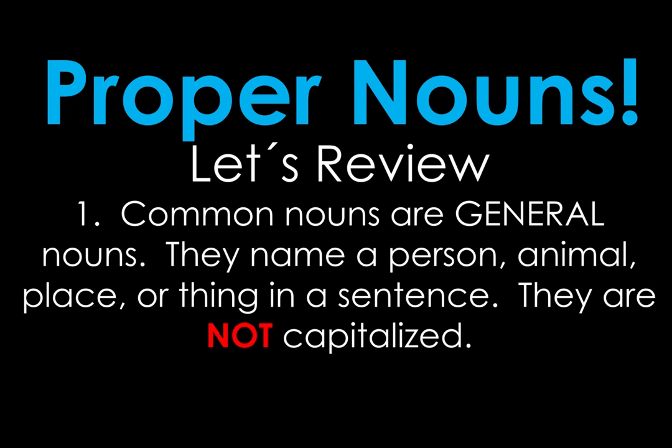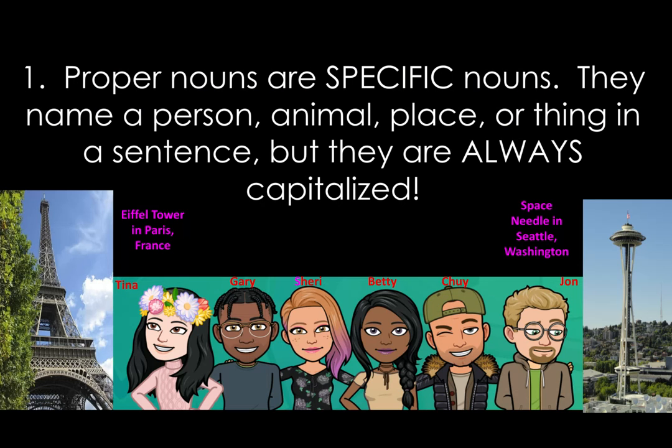All right, so common nouns are your general nouns. They name a person, an animal, a place, or a thing in a sentence, and they are not capitalized. Proper nouns are very specific nouns. They name a person, an animal, a place, or a thing in a sentence, but they're always capitalized because you're no longer general. You're not going, well, I like that day. You're going, I like Saturday. You're not saying, well, I was born in a month. You're going, I was born in January. So you've gone from very general down to very, very specific.